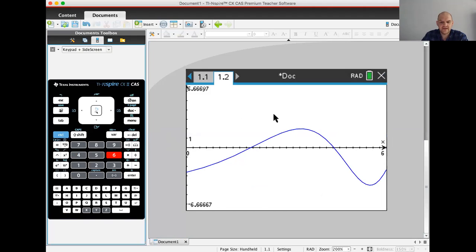Okay, so the absolute minimum is either at an endpoint, so at 0 or 6, or one of these points where we go from negative to positive. So really only here's the option.